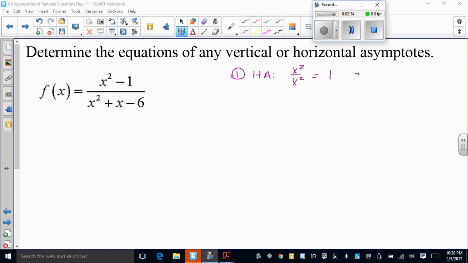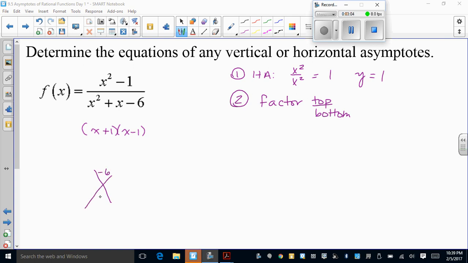Step 2, I need to factor top and bottom. We need to see if we have anything that can be canceled out. So top is going to be x plus 1, x minus 1. And the bottom, we'll have a little bit more work to do. I need factors of -6 that add up to 1. That's going to be 2 and 3. This is negative and this is positive, so the smaller gets the negative. So the factors on the bottom are x minus 2 and x plus 3.